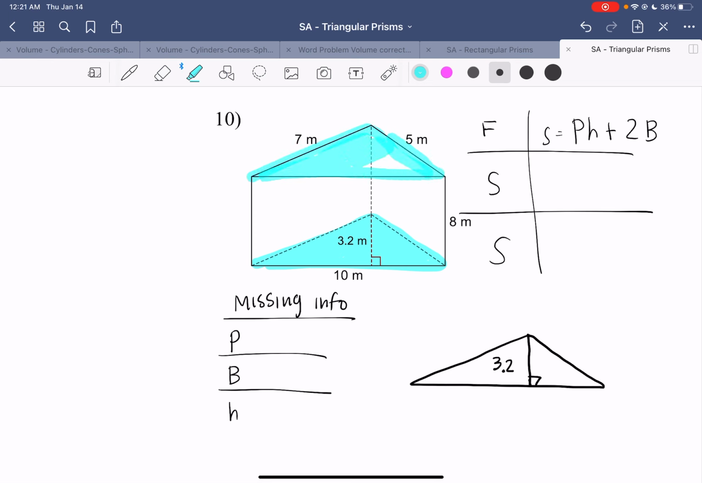So we need to label our base. I already took this 3.2 meters down. So we see this other height. This is 5 meters and 7 meters. And the bottom is 10 meters. So to find our perimeter, we're going to take our walk around. So 10 plus 5 plus 7. So 10 plus 5 is 15. Plus 7 is 22.